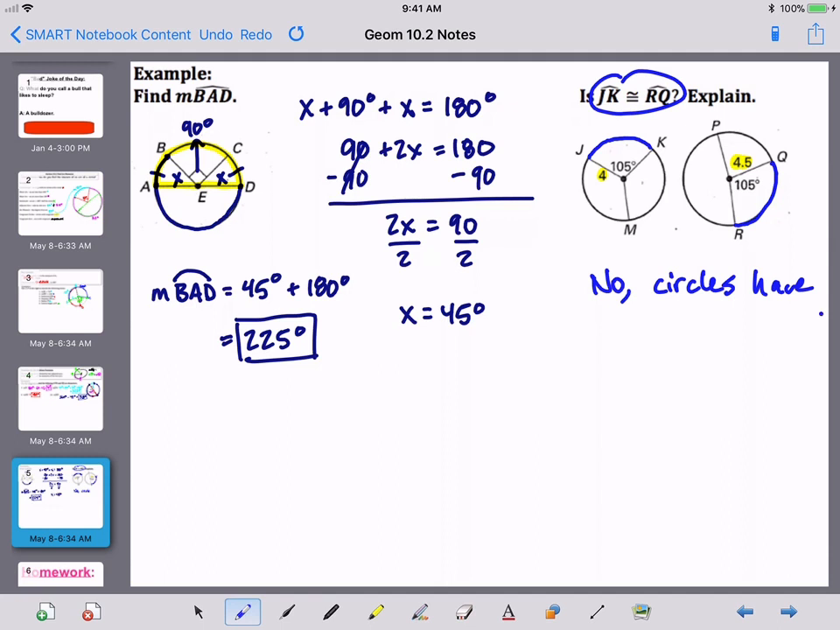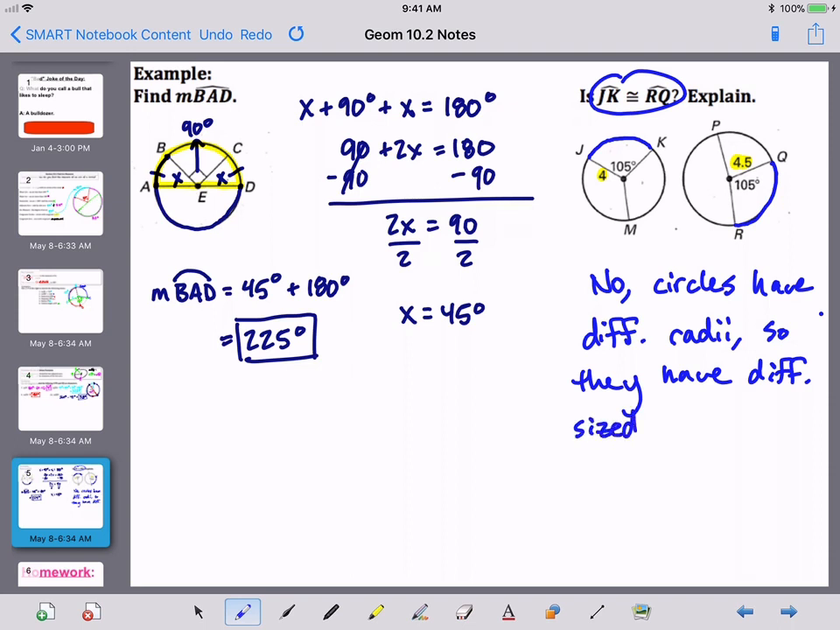And if that's the case, they can't have the same length arcs. So the circles have different radii, so they have different sized arcs. It would be true that they have the same measures, but they do not have the same sized arcs. And we're going to talk a little bit more about arc length later in chapter 10, but just to throw that idea out there, they have to have the same radius to have the same length.